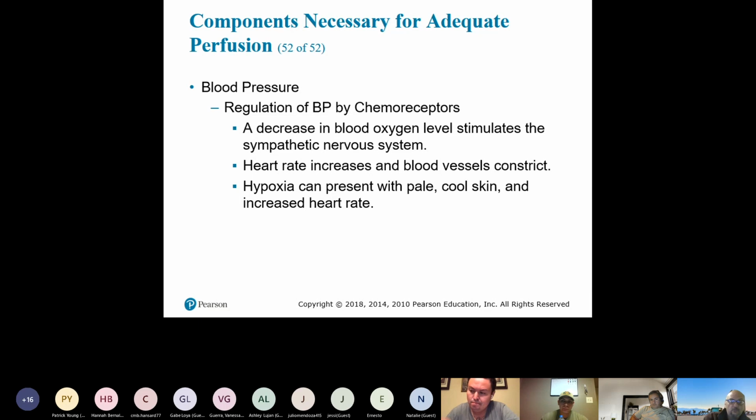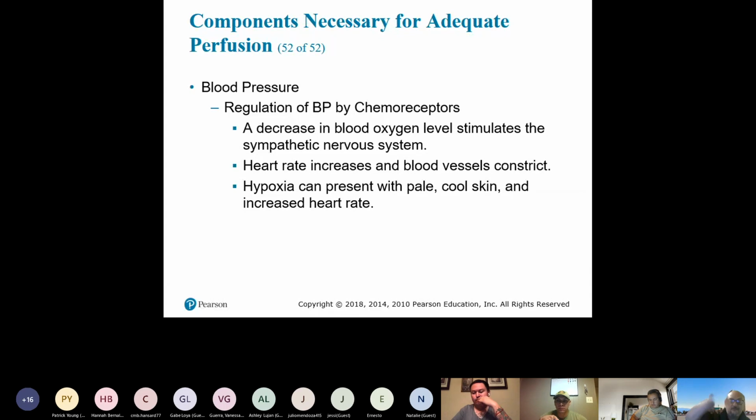And so what happens to your respiratory rate? It increases. So we just learned a big concept that applies to a lot of things that we're going to be talking about in the future.